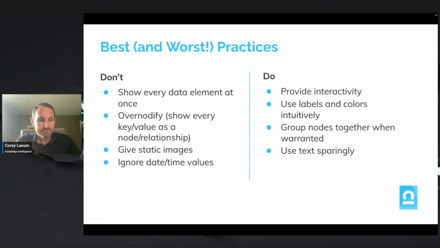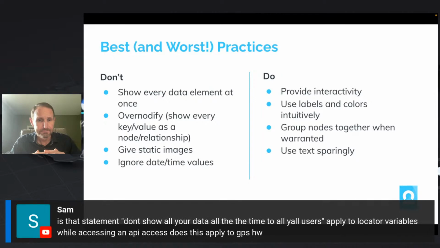Hey, Corey, can I pop in with a question from one of our viewers? Yes, go ahead. Sure. So Sam asks, does the statement don't show all your data all the time to all users apply to locator variables, while accessing an API does not apply to GPS hardware?